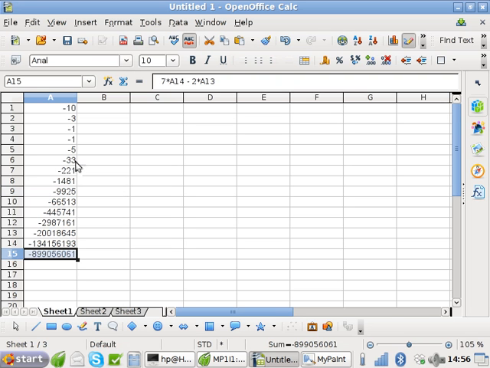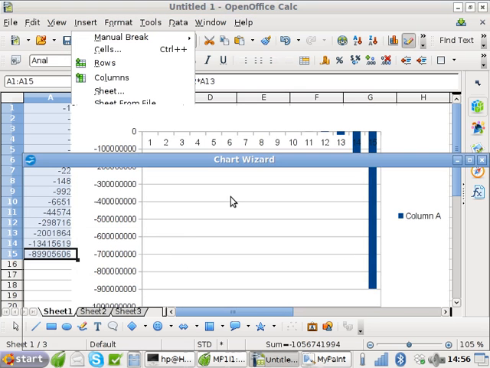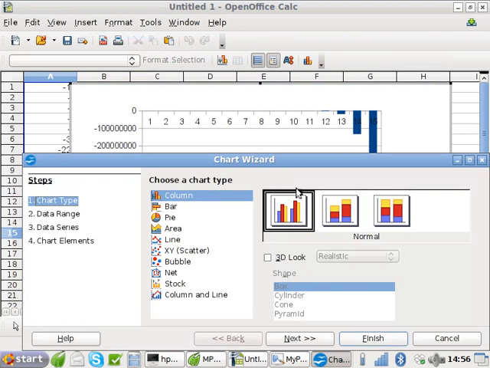The next part is to make a graph. What type of graph would be suitable here? Column? Yeah, that's the one. So insert chart. And I think a suitable graph would be this one here, the column graph.